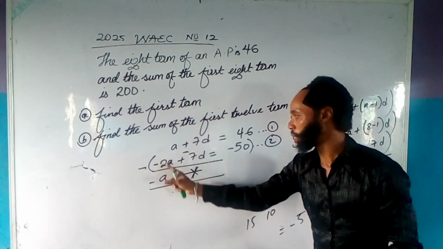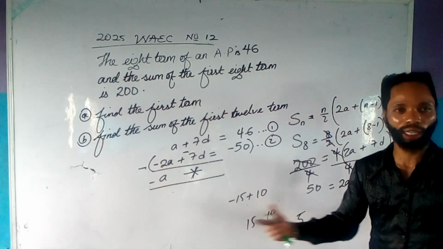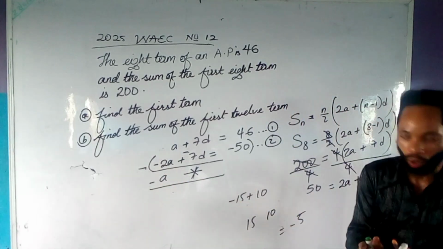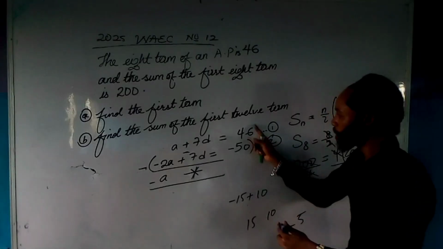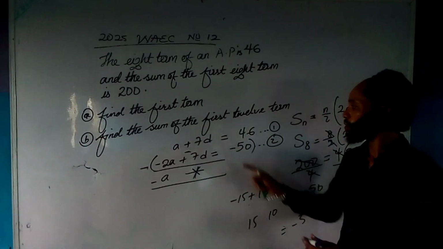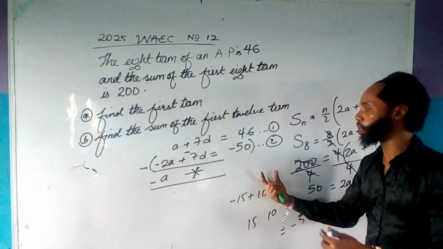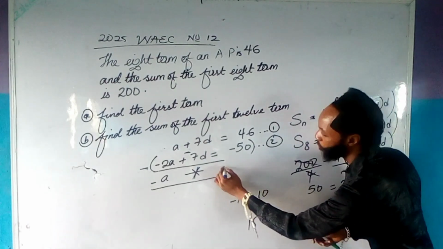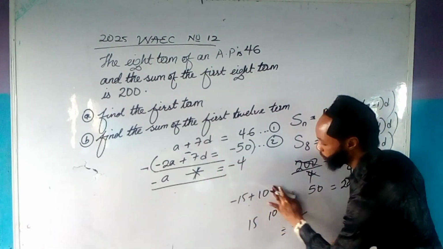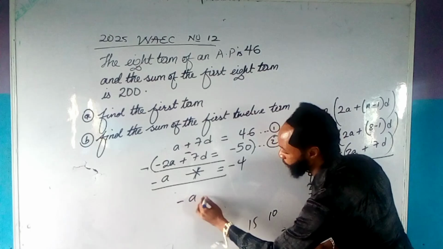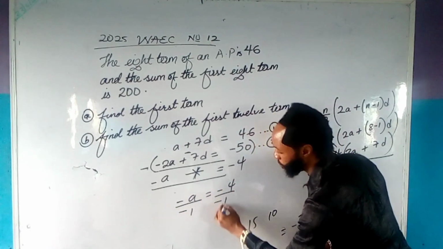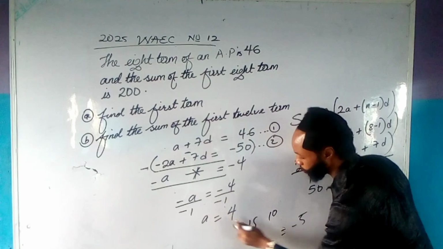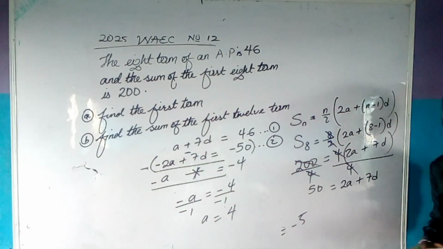So here we have 1 and negative 2. The difference between 1 and 2 is 1, and the sign of the bigger number is negative, so we have negative a. We do the same here: 46 minus 50 gives negative 4. So minus a equals negative 4. Divide through by negative 1, a equals 4. Our a is 4.